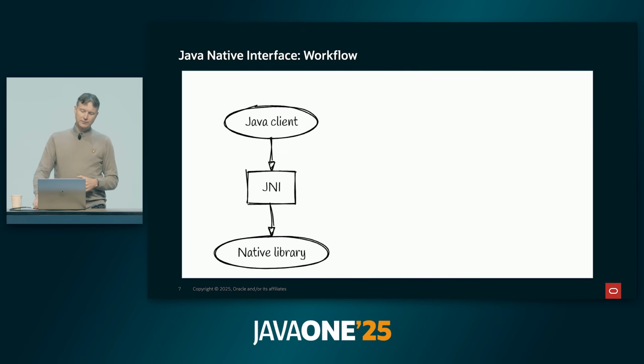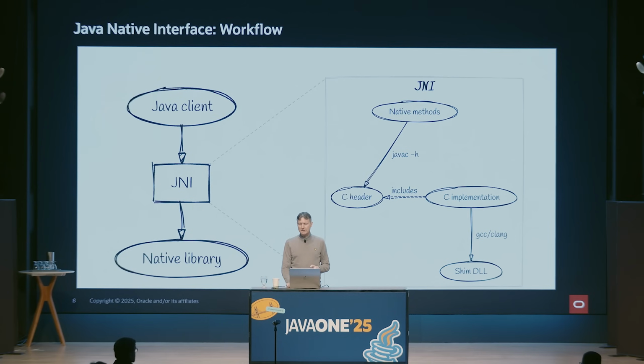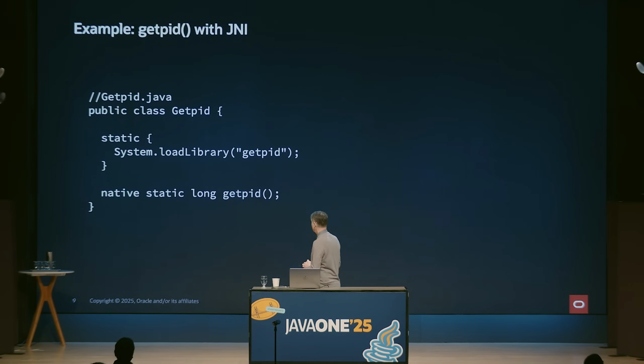This is how it works. So you have a Java client, your code there, and then there is a glue in between, which is JNI, and then the JNI calls this native library. So if you look into the details, we have these native methods here. You invoke the command javac -h, and then that creates a header for you, which you then implement, and then you have to compile that to a shim DLL, which you then have to load. So it looks like this.